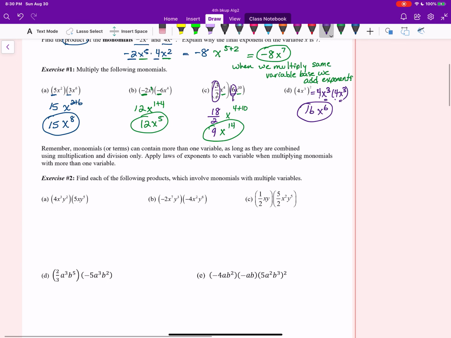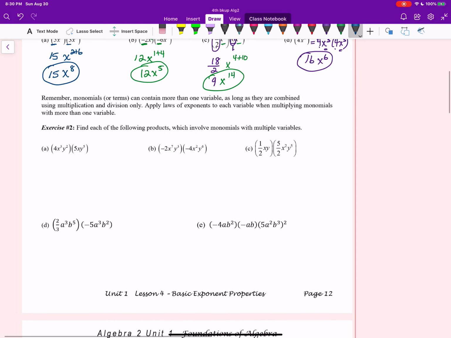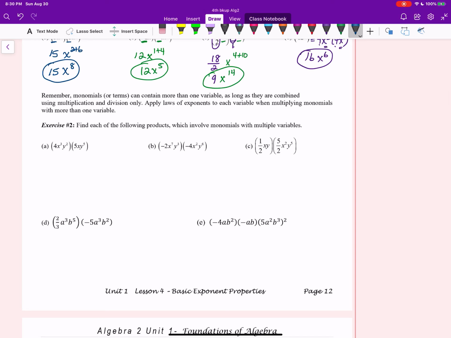And just remember, monomials can have more than one variable. So exercise 2 asks us to find each of the following products which involve monomials with multiple variables. 4x cubed y squared times 5xy to the fifth. We will take our coefficients here. 4 times 5 is 20.